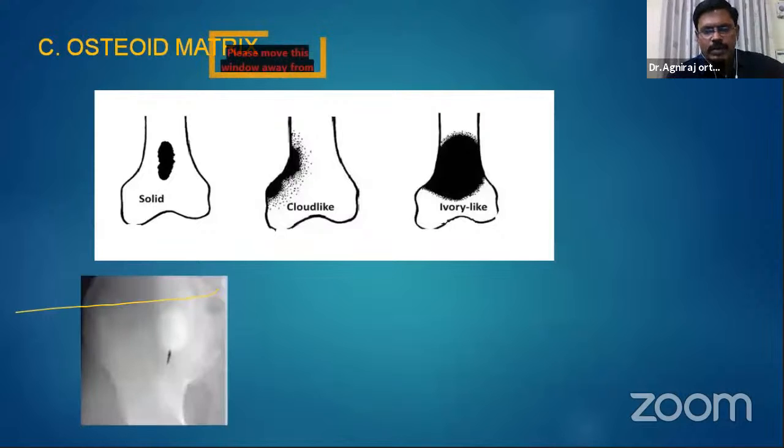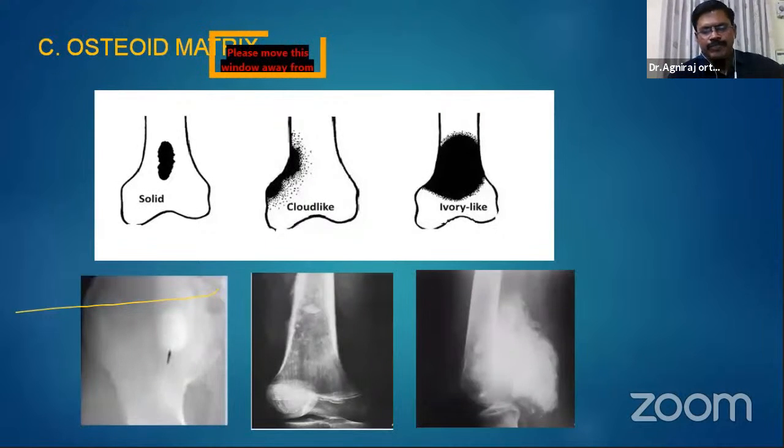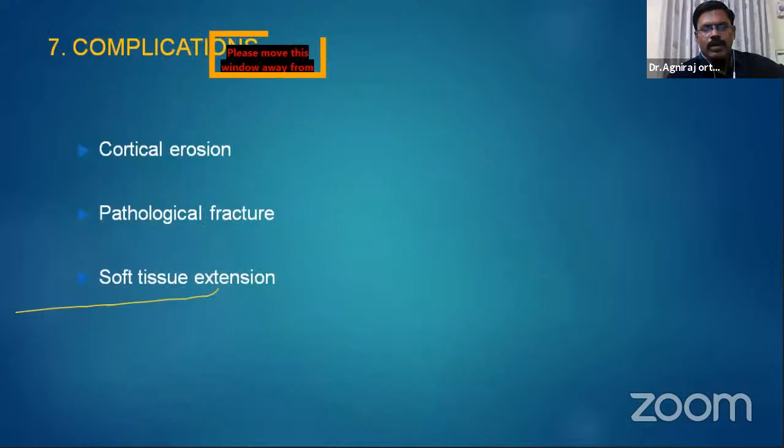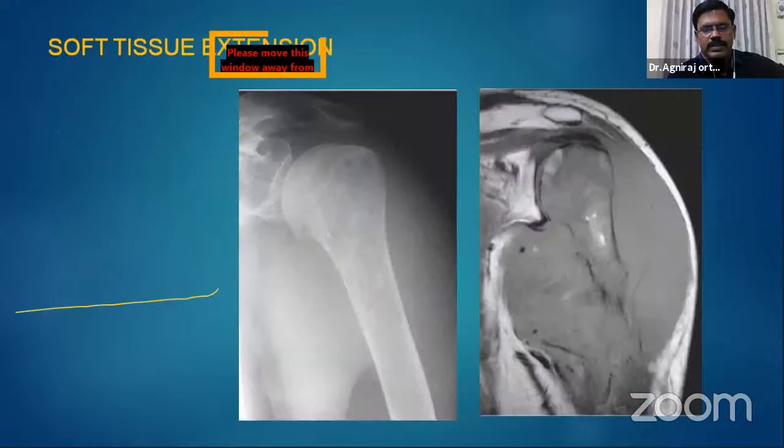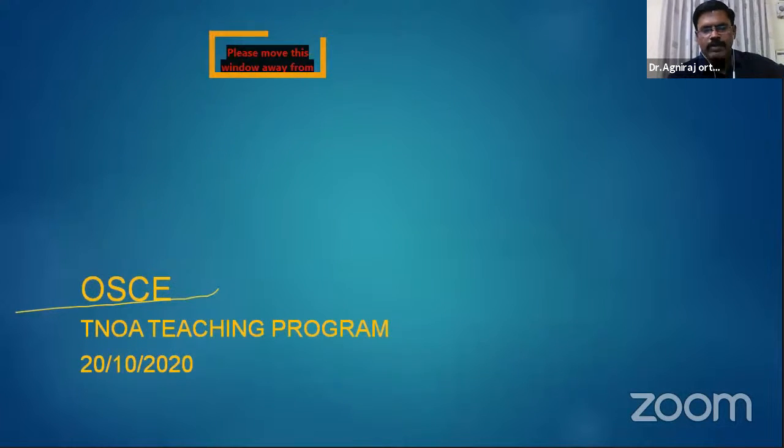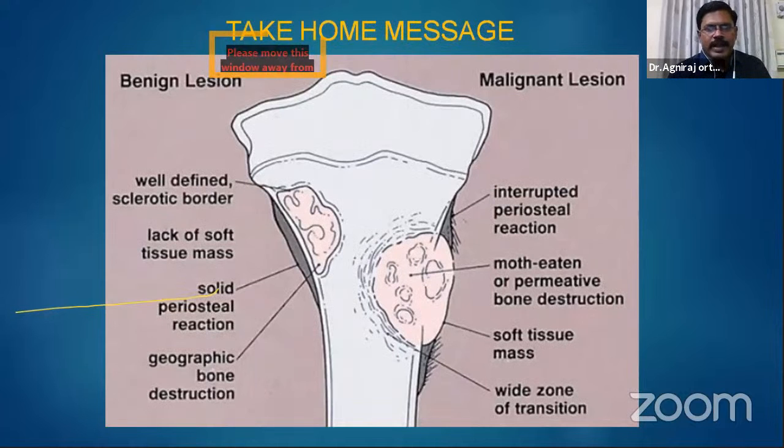Examples are osteoid osteoma and osteosarcoma. So complications you should mention. If there is a complication, you can mention cortical erosion, pathological fracture, or soft tissue extension. So the take-home message: the difference between benign lesion and malignant lesion.